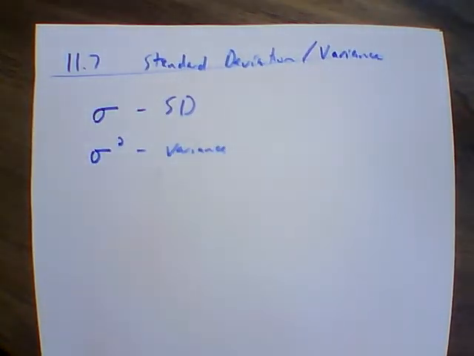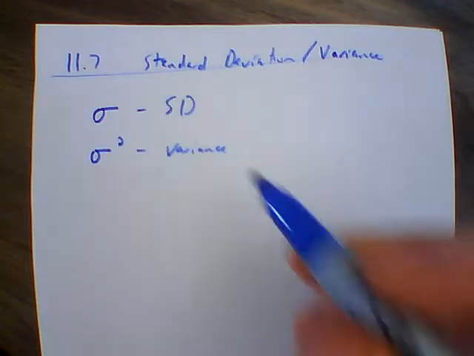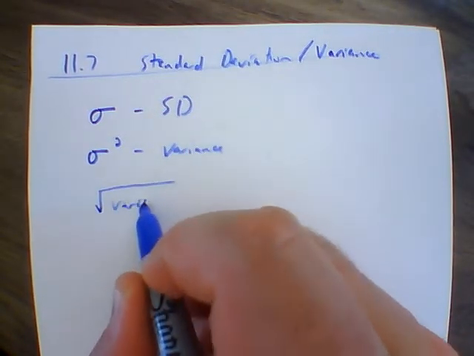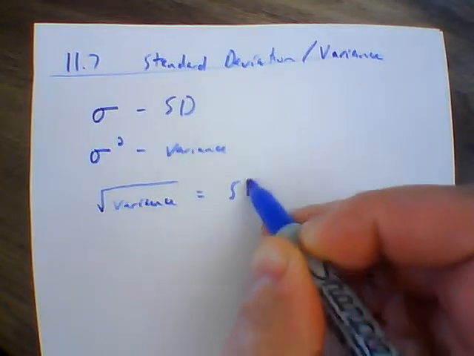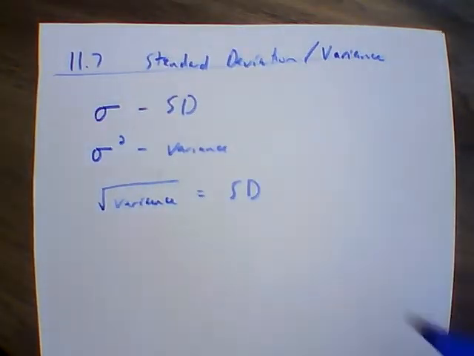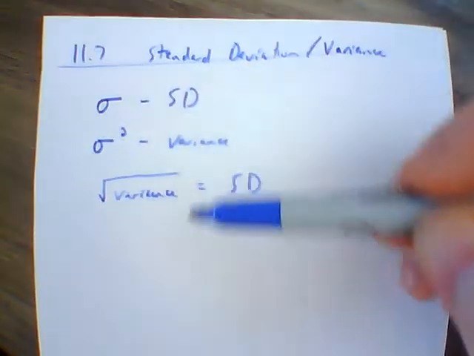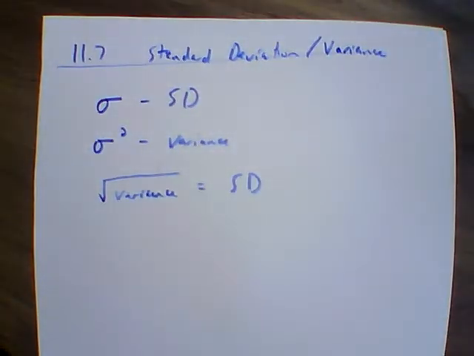If you want to think about this, the square root of the variance equals the standard deviation. If I have something squared and then now it's not squared, I took the square root to get here. So that's what this is really starting to discuss.